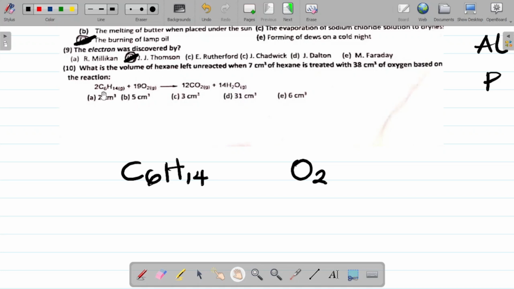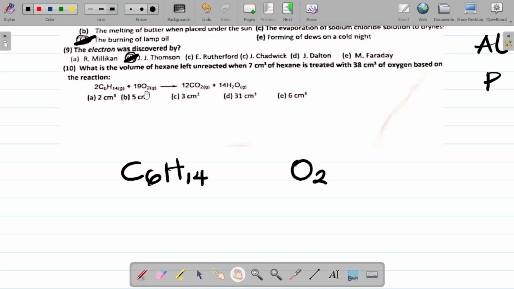On my reactant left hand side, for carbon, I have 2 times 6, which is 12. Come to product, I have 12 here times 1, which is 12. So carbon is balanced. Come to hydrogen, I have 2 times 14, which is 28. Come to my right hand side, the product part, I have 14 times 2, which is also 28. So hydrogen is also balanced.